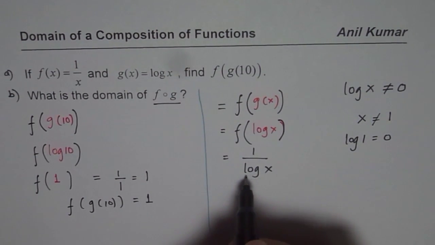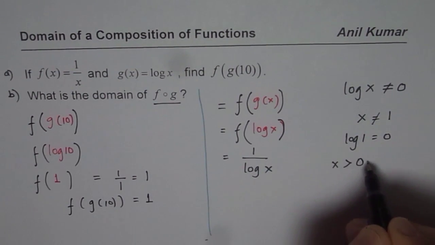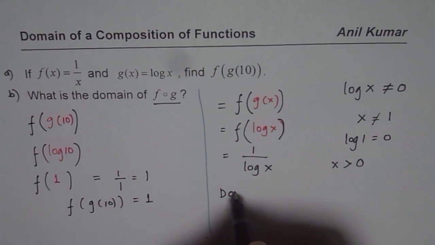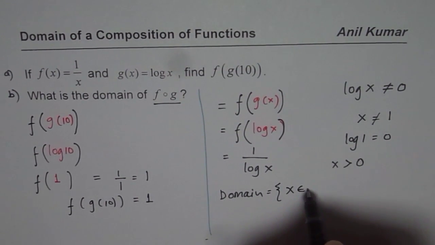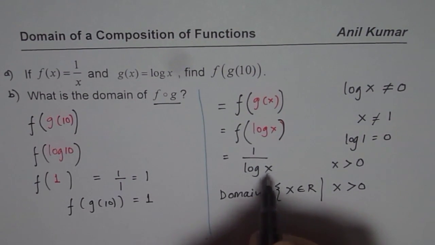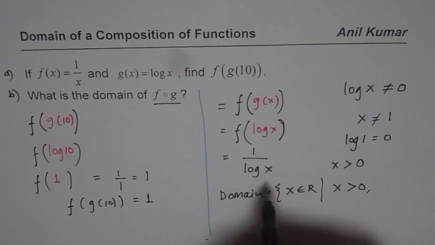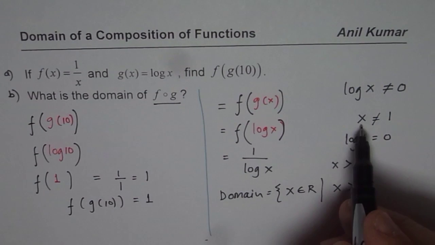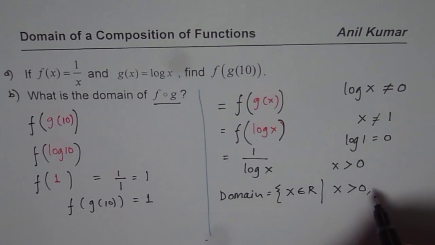The other thing is that the domain of log of x requires x to be greater than 0, right? So we have the domain of this function as x belongs to real numbers where x is greater than 0. That is for log of x. And since it is in the denominator, we cannot have log of x as 0, which you will get for x equals 1. Log of 1 is 0, right? So we say x is not equal to 1.